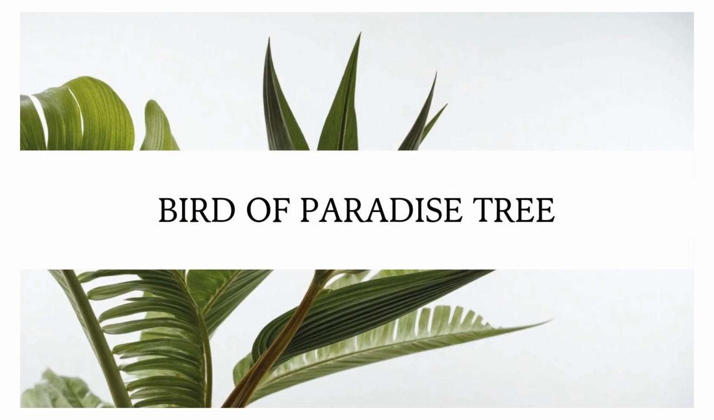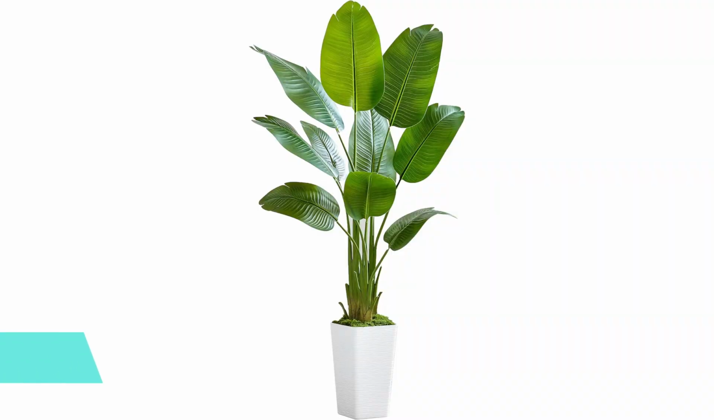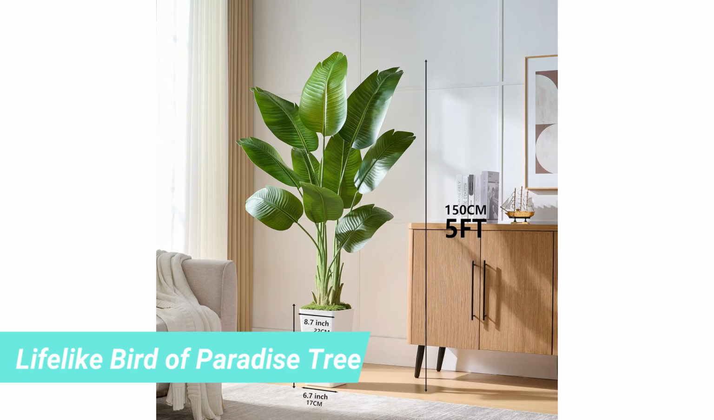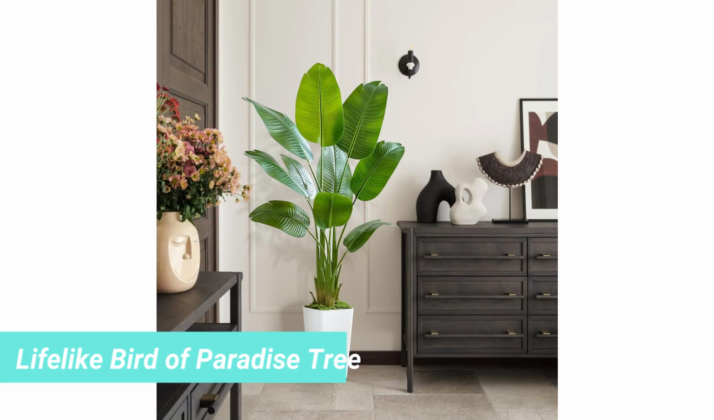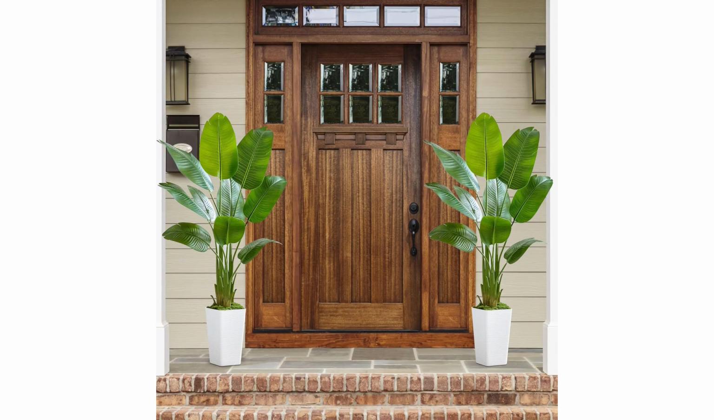Number 9 is the Bird of Paradise. Now, this is most often known for its really colorful flowers, the Bird of Paradise flowers, but the tree itself is a really beautiful statement piece. It has these big, long, oblong, oval leaves that sprout straight up and fan out a little bit. It has a great tropical vibe, so if you are going for that tropical or coastal style, this is a great option.